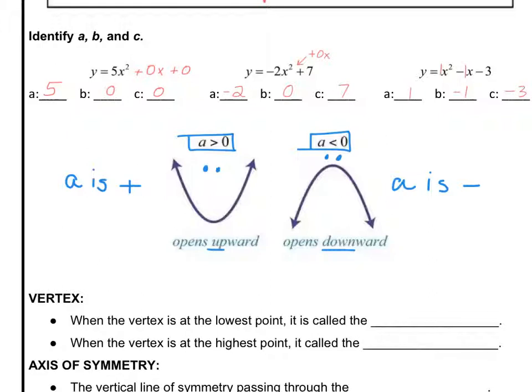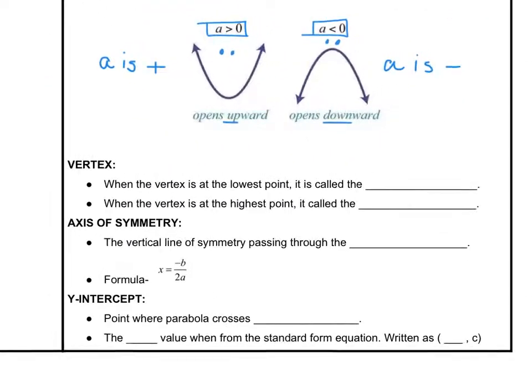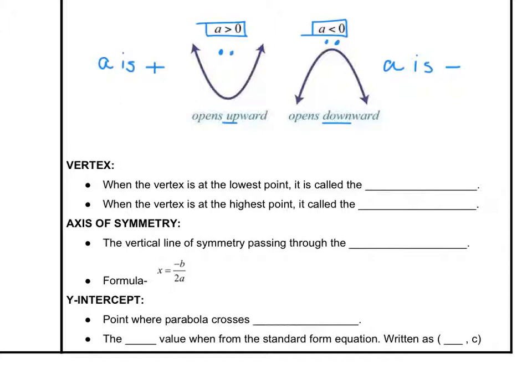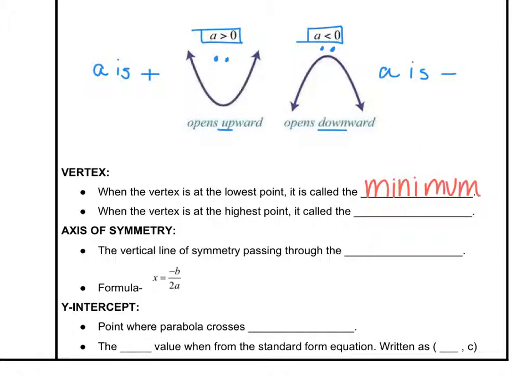Cool. So we talked about this vocab yesterday. So we're going to add on to it just a little bit. The vertex. When the vertex is at the lowest point, it is called the, what do you think? Something at the very lowest point. What can we call it? Do we call it a minimum or a maximum? Minimum. There we go. We know that. Yeah, because it's going to look like this, and the vertex is down here. So it's a minimum. When the vertex is at the highest point, it's called the maximum. Looks like this. So the vertex is at the top.